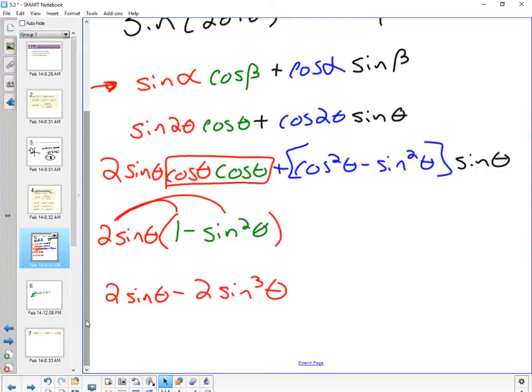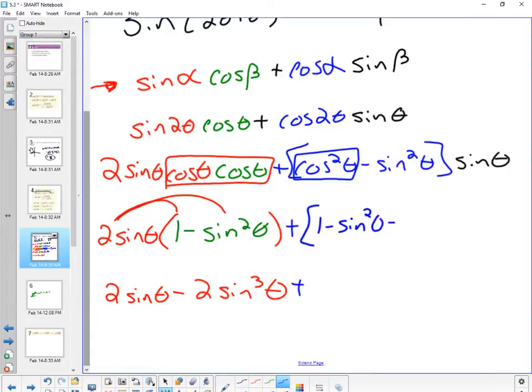I'm going to go over to the blue side now, to the right side of this plus. Do you see that this is another cosine squared theta? So that's going to become 1 minus sine squared theta, and then on the outside I've got a sine theta, correct?